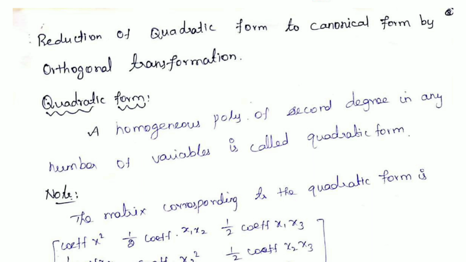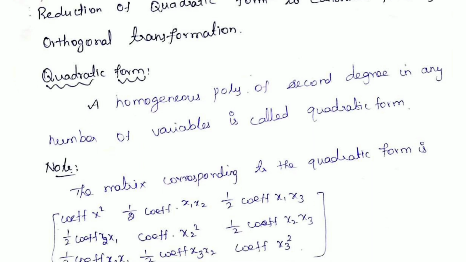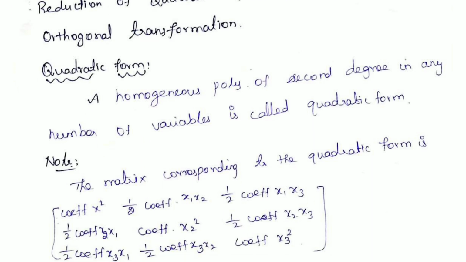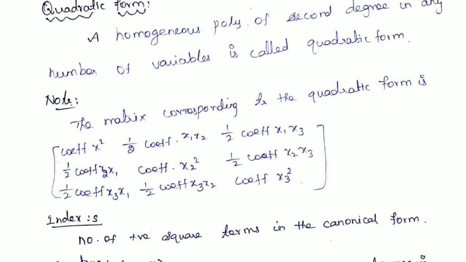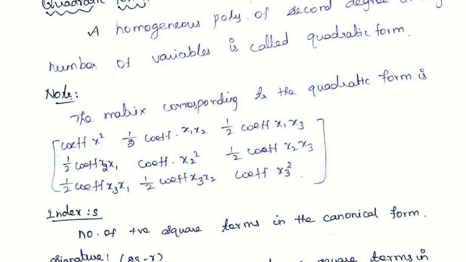Today's topic is reduction of quadratic form to canonical form by orthogonal transformation. What is a quadratic form? A homogeneous polynomial of second degree in any number of variables is called a quadratic form. Next, how to change a quadratic form to a matrix: this is the format.